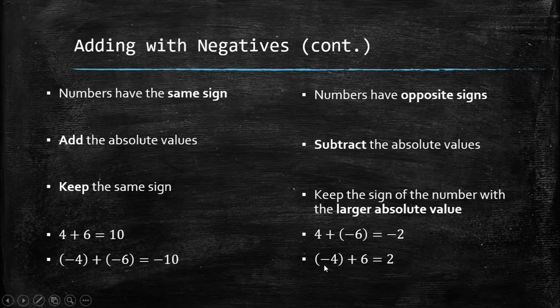If we look at this one, we've got -4 plus a +6. So again, 6 minus 4 is 2, but this time the 6 is positive, and that's the larger number, so we keep a +2.